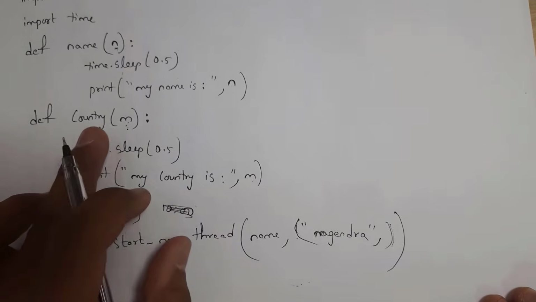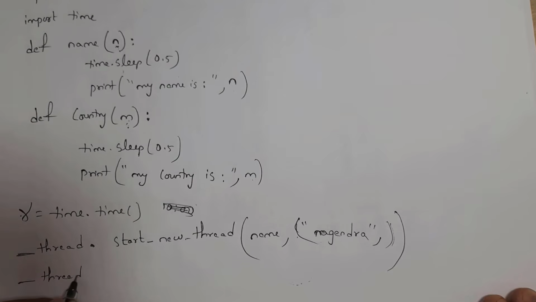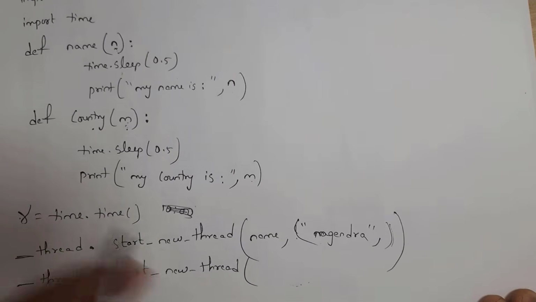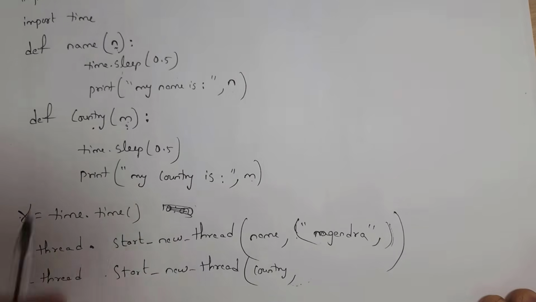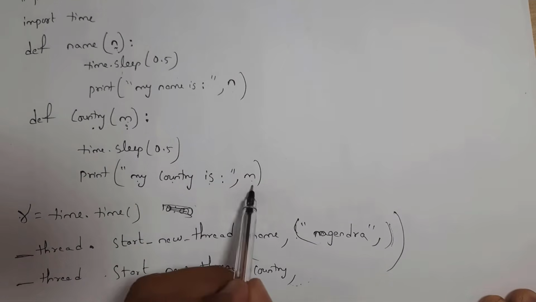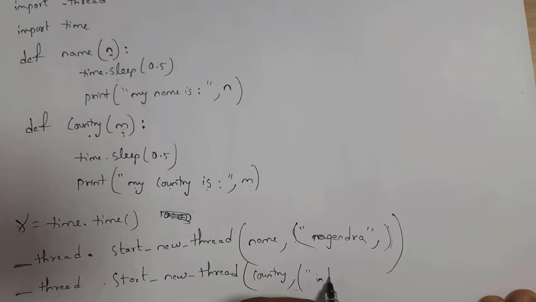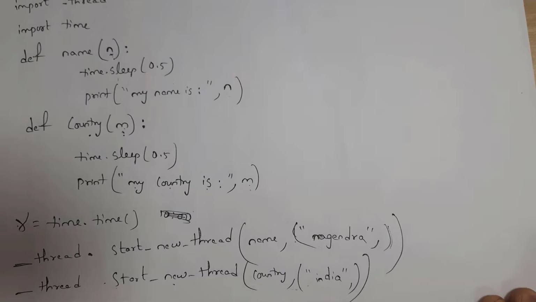And similarly, I want to execute country function. So just write here same underscore thread dot start underscore new underscore thread, take bracket. Here function name is country comma. I want to give m value as India. I want to get output like my country is India. So I am giving m value as India. So in quotations write India. After writing India, close quotations and definitely give comma and close this argument and close this start new thread method. So again close this method.